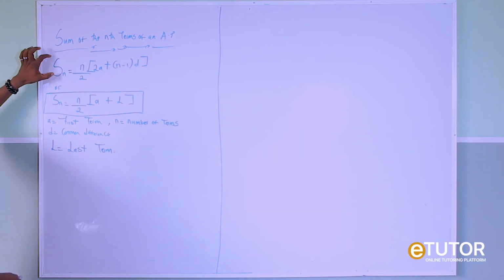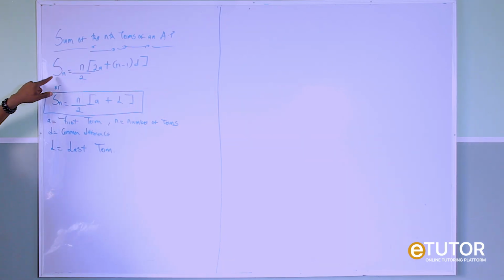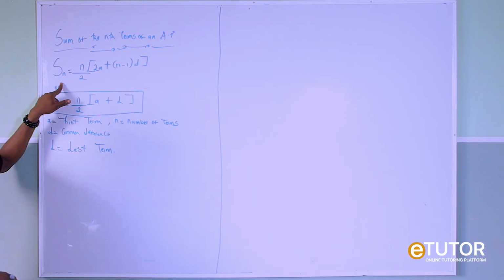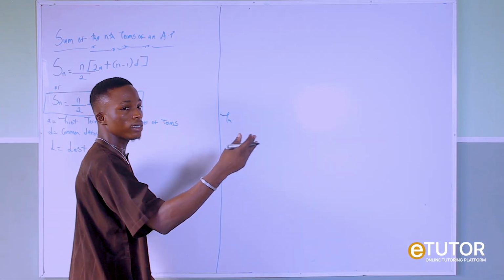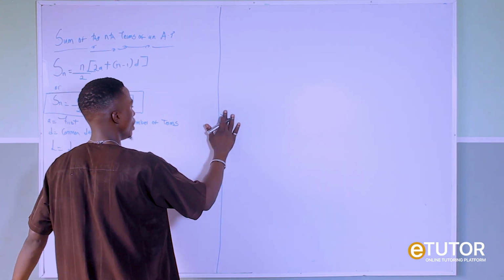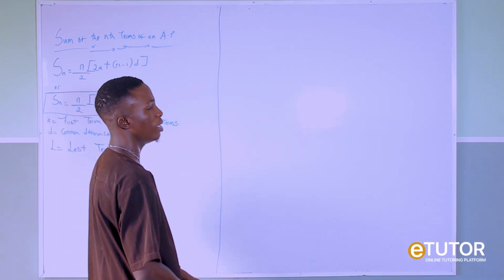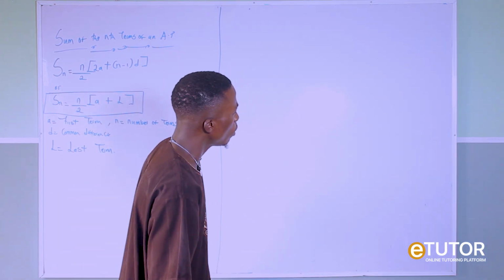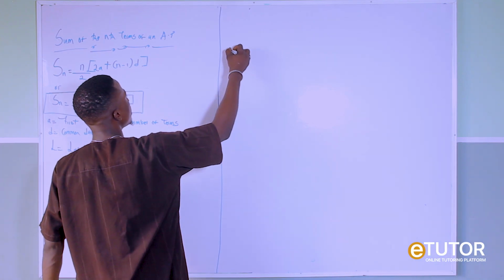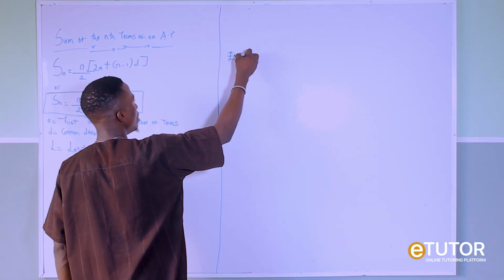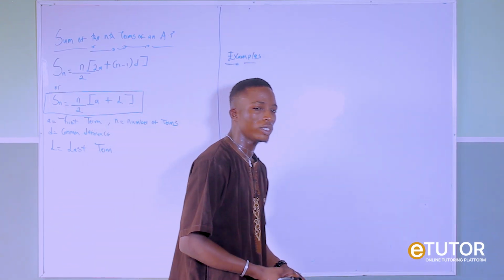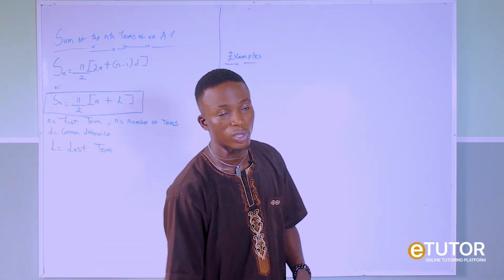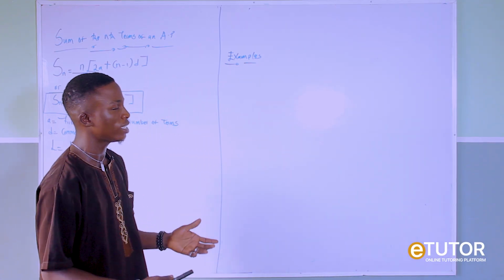So now, Sn means sum of the nth terms of the AP, while Tn means nth term. There's a big difference there. So Sn means sum of the nth terms, while Tn means the nth term. So now, what exactly is the sum of the nth terms of an AP? What does that mean?